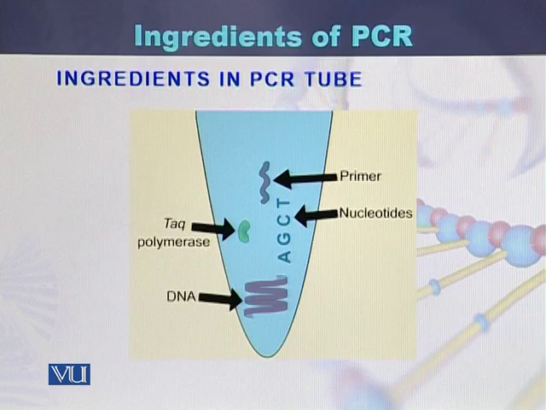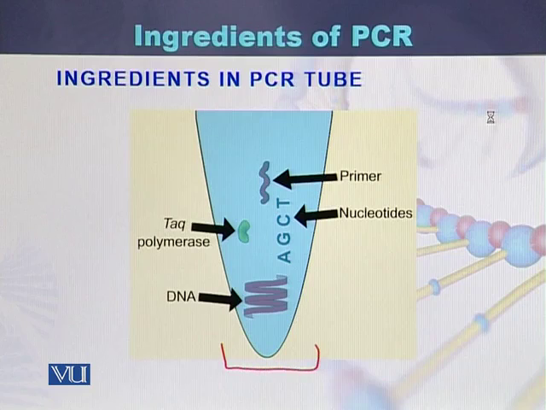Here we can see how the ingredients are mixed together within a tube. This is a typical microfuge tube in which there are primers and nucleotides. Nucleotides are of 4 types: adenine, guanine, cytosine and thymine. Collectively they are called dNTPs.